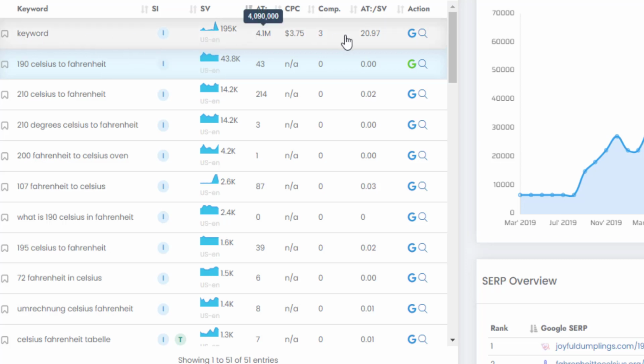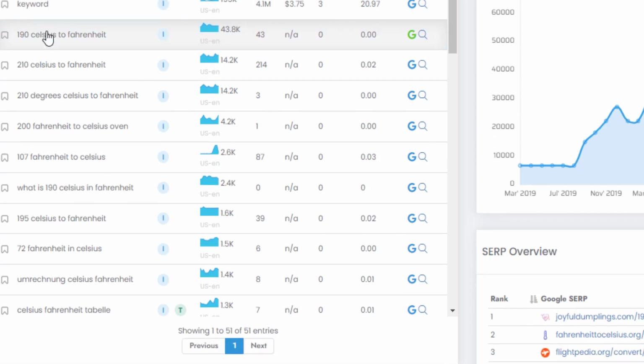First of all, disregard this top entry. It says keyword here. I don't know how that got into the mix. So all this thing here doesn't have to do with anything, but let's take a look. Like 190 Celsius to Fahrenheit, okay?